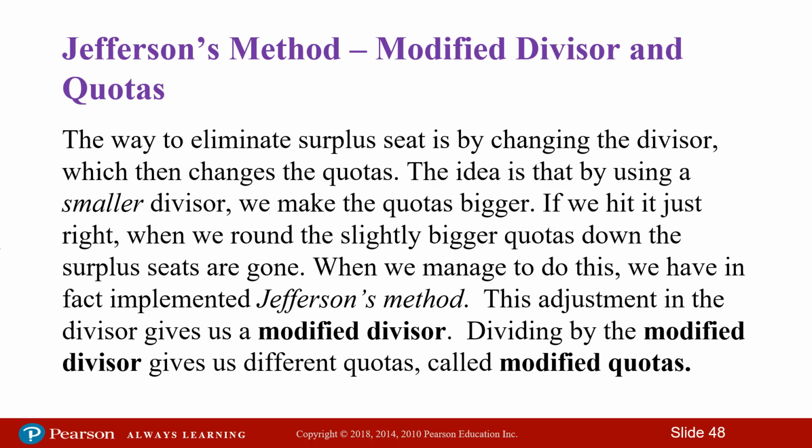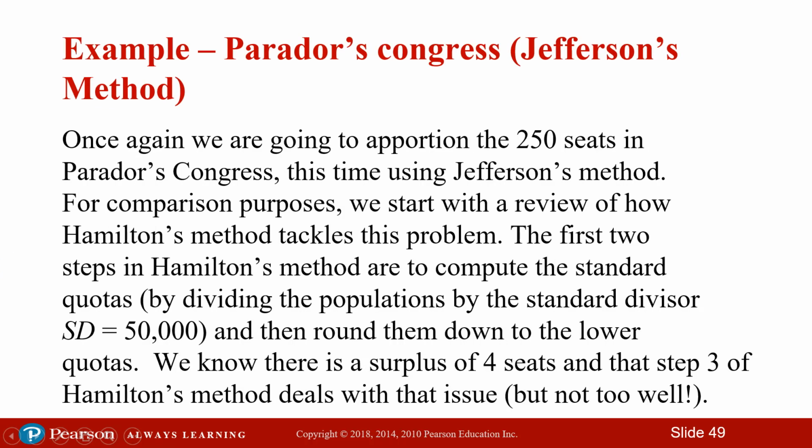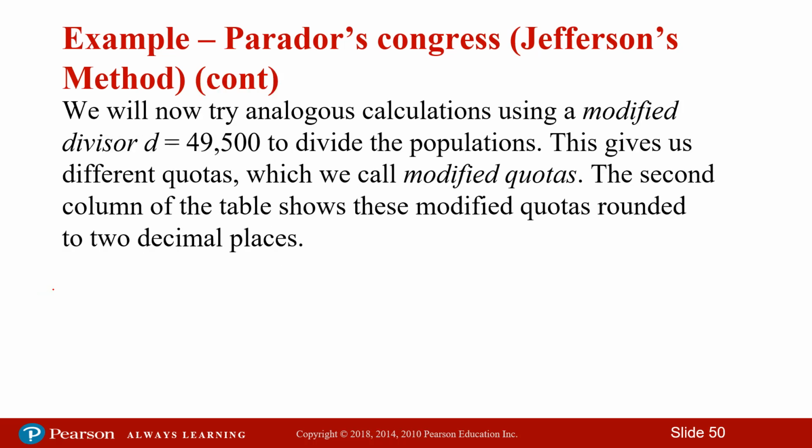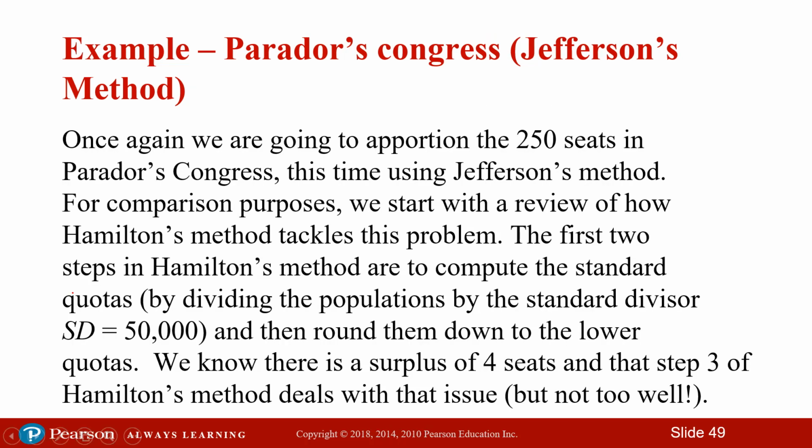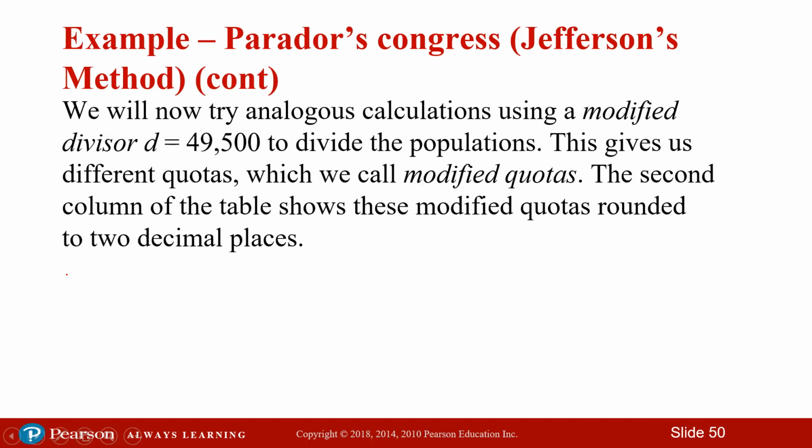Okay. Let's look at an example. This one should be in your notes as well. So once again, we're going to apportion 250 seats in a certain Congress. Parador's Congress. All right. How's that for some funky name? The first 2 steps in the Hamiltonian are the same. You get the standard divisor and then round them down to the lower quotas. All right. So then you have 3 seats here. So how about this? Instead of using 50,000 as your divisor, how about if we bring it down to 49,500?